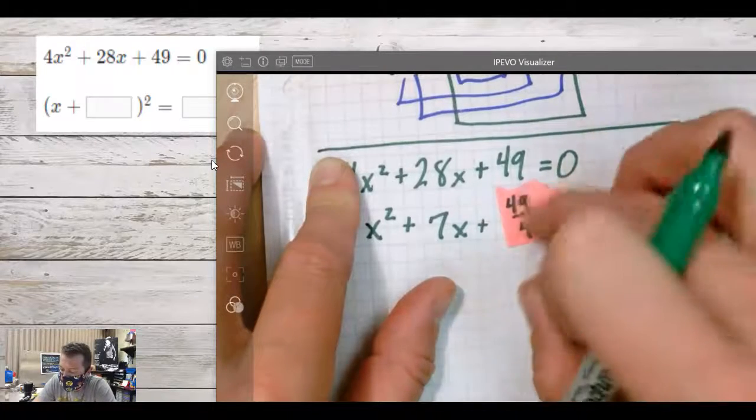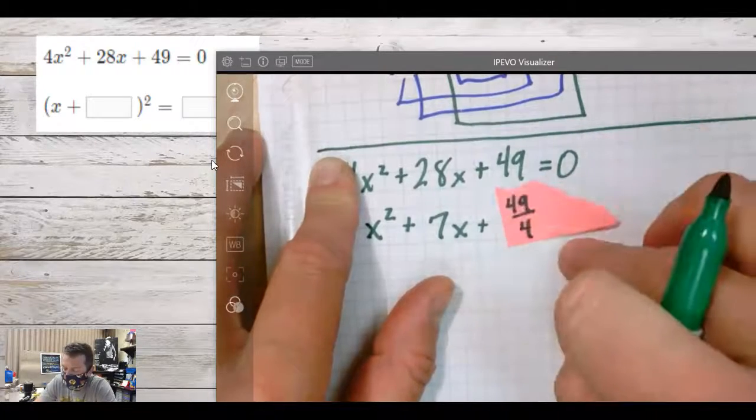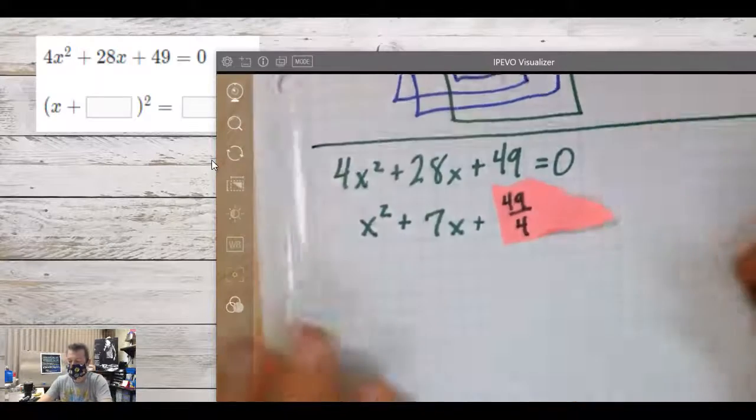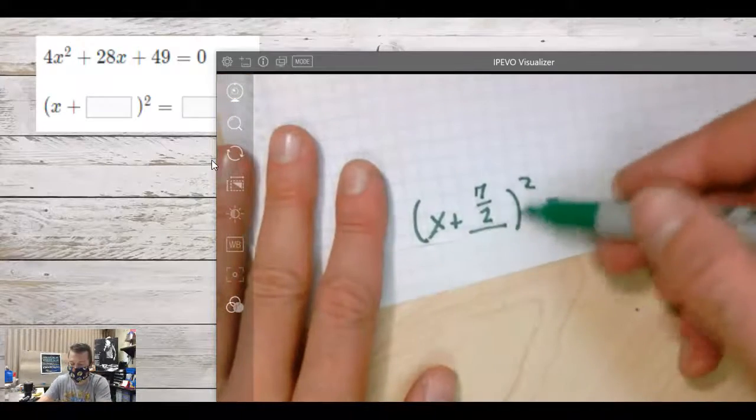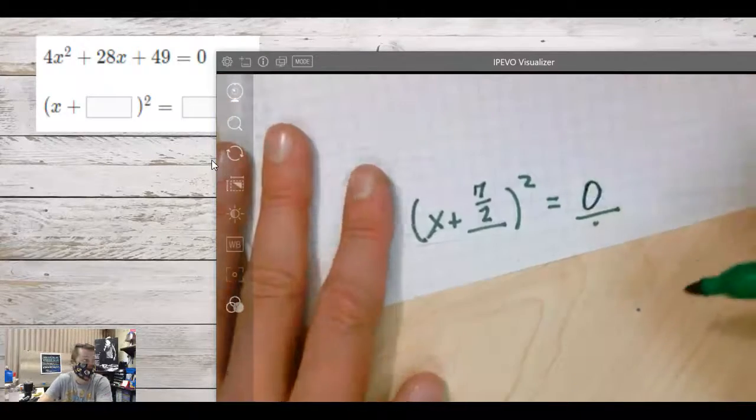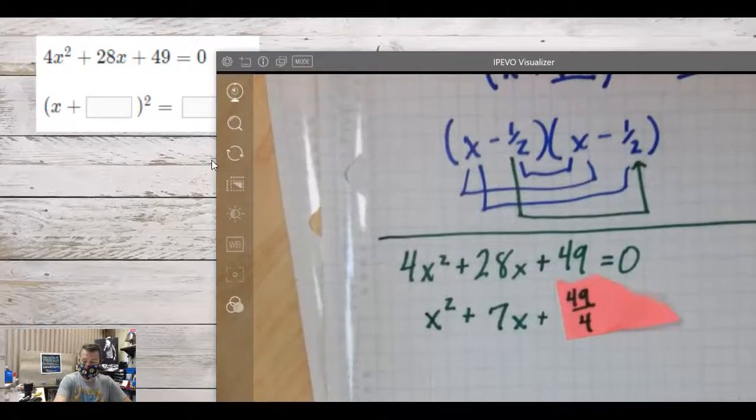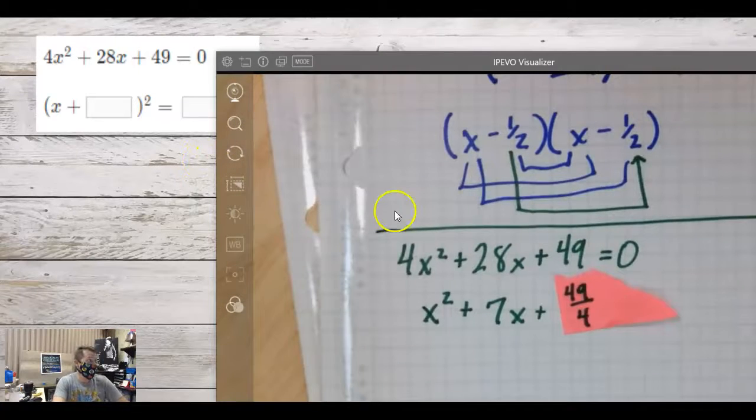So these keep looking really complicated, but it's actually not. It just comes out to be x plus 7/2 squared equals 0. Let me search again for one that's worse. That looked like it wasn't going to work out nicely, but it did.